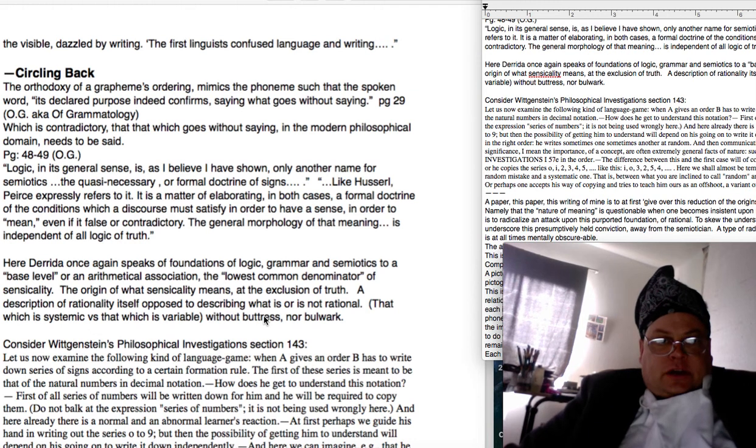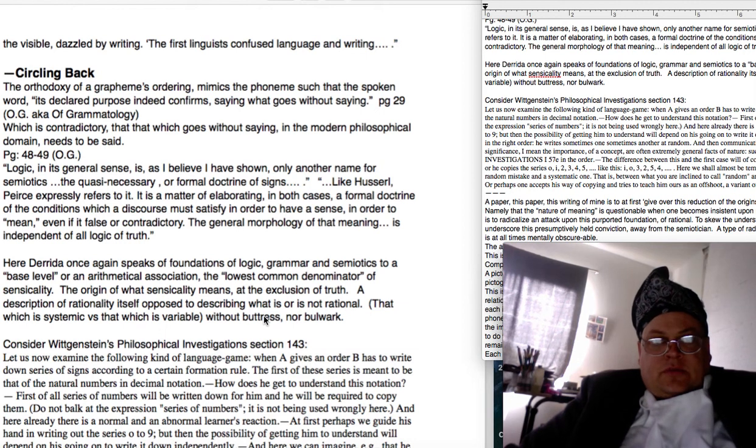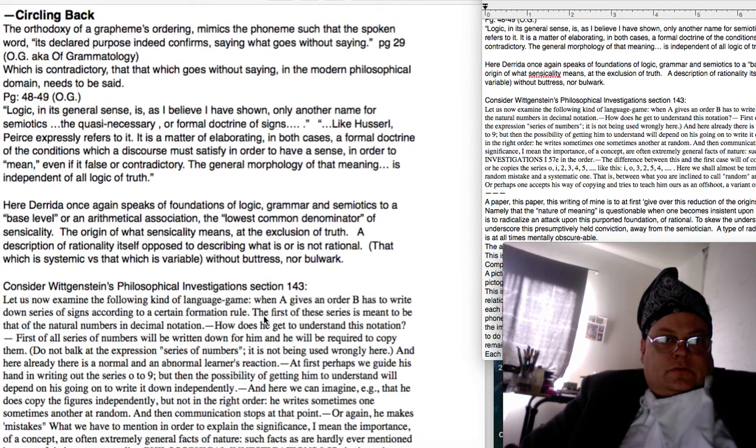Paragraph circling back. The orthodoxy of a grapheme's ordering mimics the phoneme, such that the spoken word, its declared purpose, indeed confirms saying that goes without saying, page 29 of Grammatology, aka OG, which is contradictory. That which goes without saying in the modern philosophical domain needs to be said. Page 48 through 49 of Grammatology.